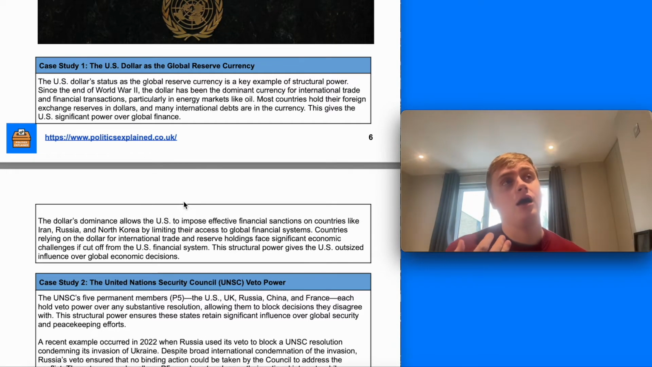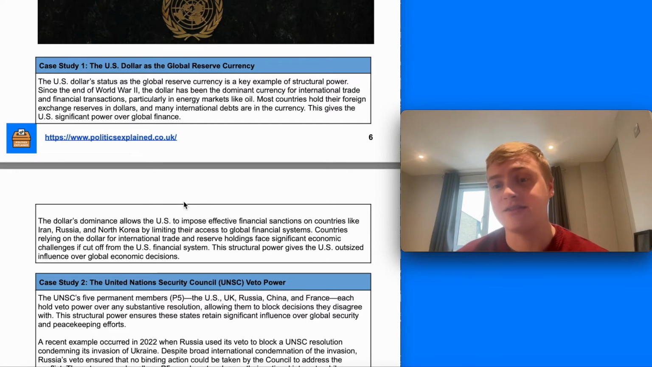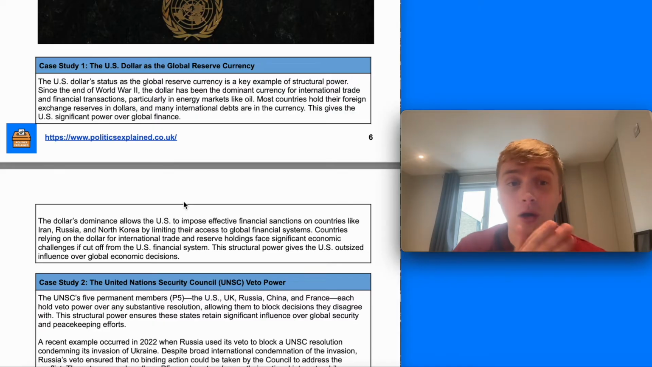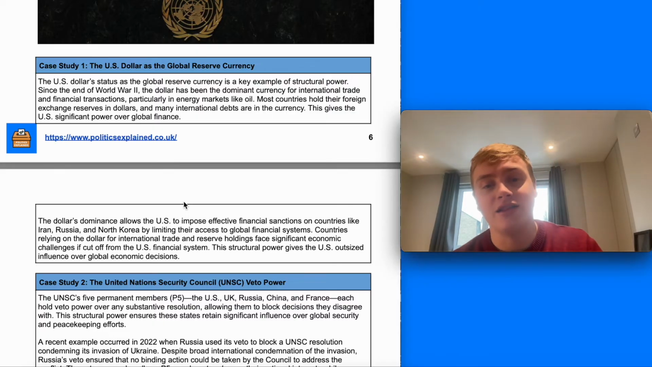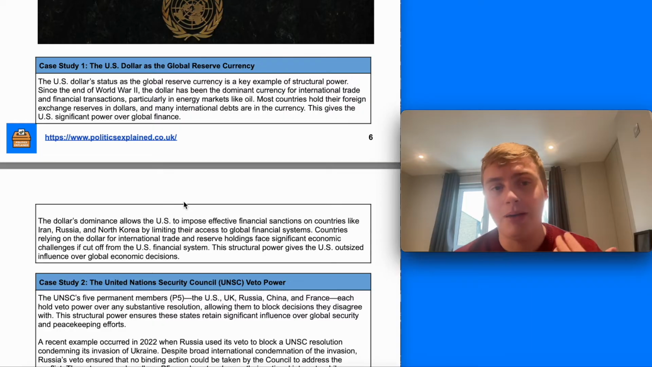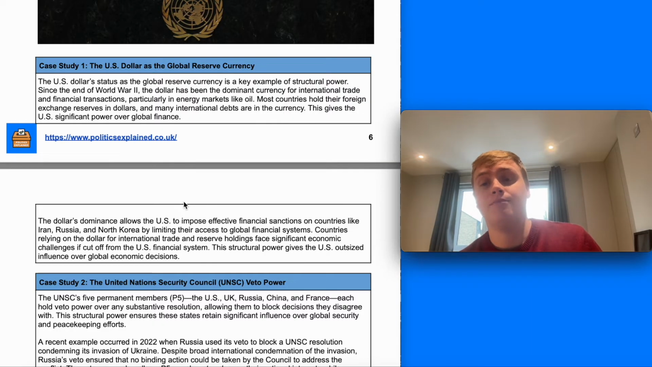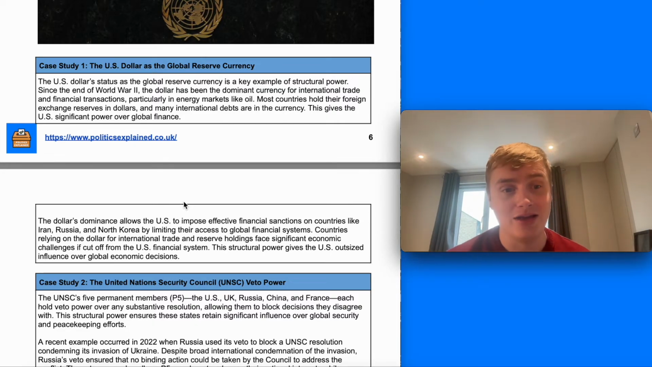Perhaps the biggest asset to the United States as a power is the structural power of the US dollar. And that's its status as the global reserve currency. Since the end of World War II, the dollar's been the dominant currency for international trade and financial transactions, particularly in energy markets like oil. So most countries hold their foreign exchange reserves in dollars, and many international debts are in the currency. And this gives the US significant power over global finance and really prevents the kind of real depreciation of the dollar and damage to the US economy as a result.